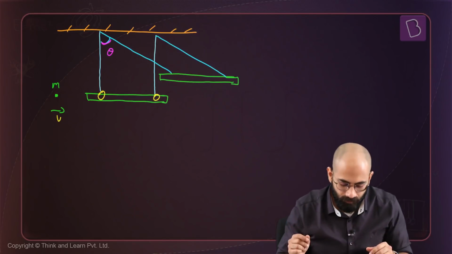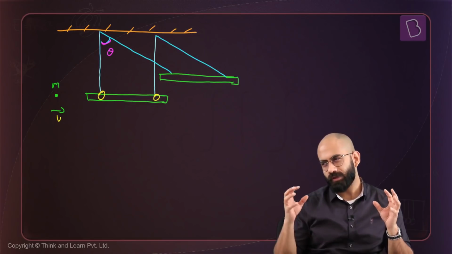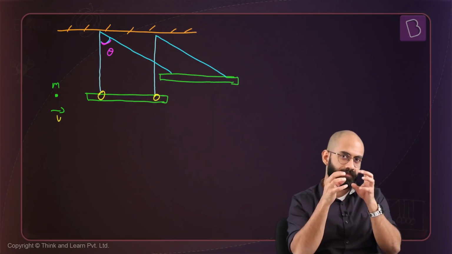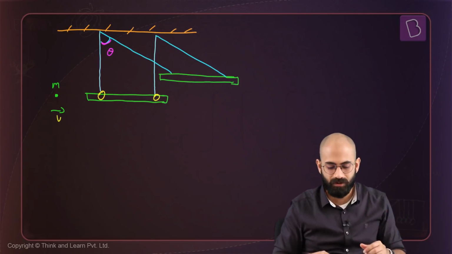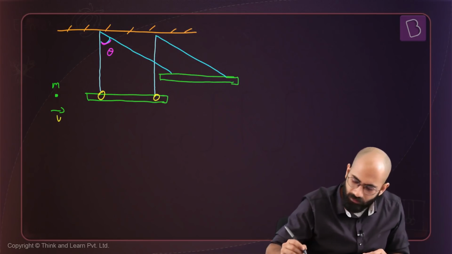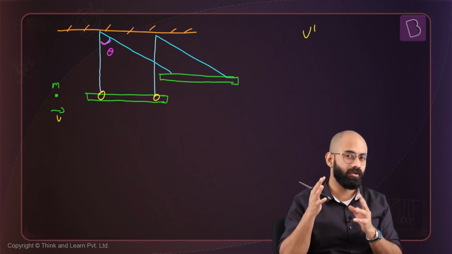So one thing we can do is use conservation of energy and find the velocity of the combined system, that is the bullet plus this body together. Once it sticks, it'll have an initial velocity. That velocity we can find using conservation of energy. Let's call it V dash. That's basically the velocity of the system after collision.